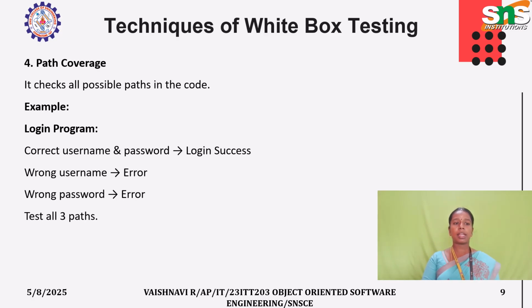And then the fourth technique is path coverage. It checks all the possible paths in the code. For example, here we have a login program. If we give the correct username and password, the login will be successful. If we give the wrong username, it shows an error message. And then if we give a wrong password also, it shows an error message. We have 3 test cases.